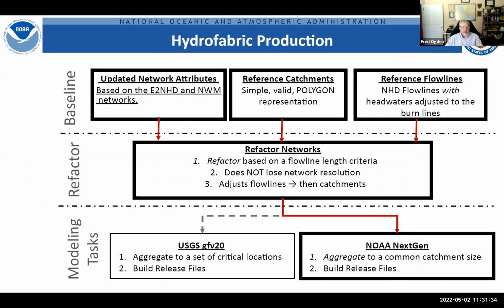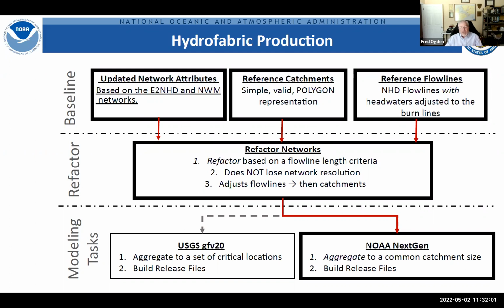To produce the hydrofabric, we start with baseline data. The baseline data are the data that you would download from an agency site. It's the best, the authoritative data source. Think the National Elevation Dataset, think National Land Cover Dataset, any of those kinds of datasets. Now, they're usually not NHDPlus. NHD flow lines are not optimal for a computational network.